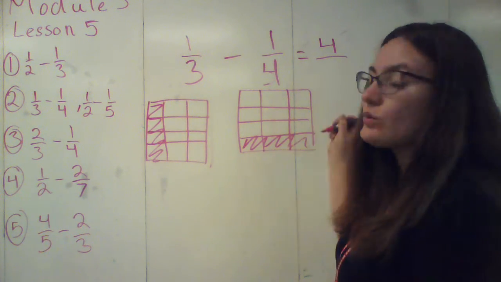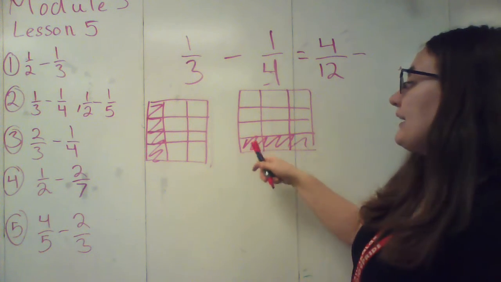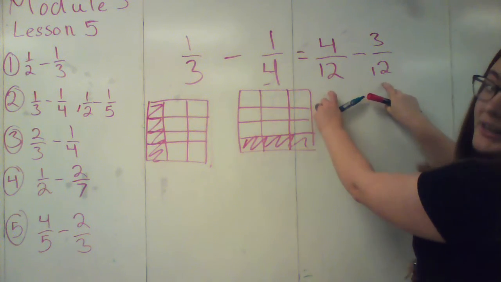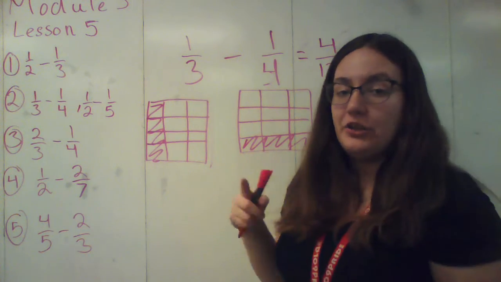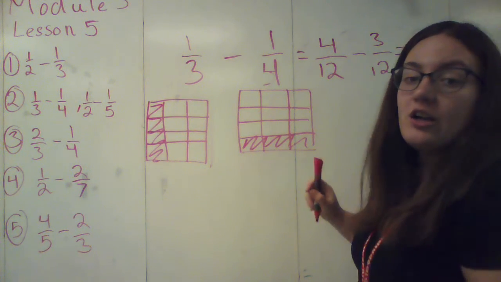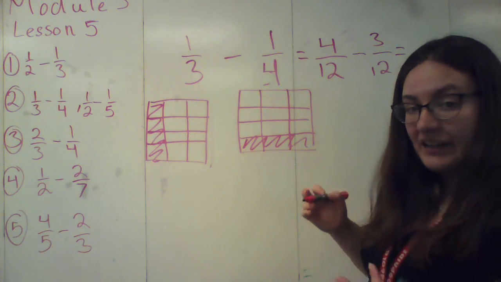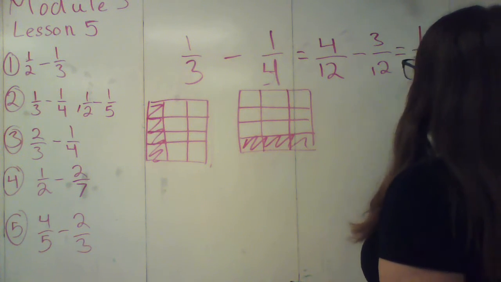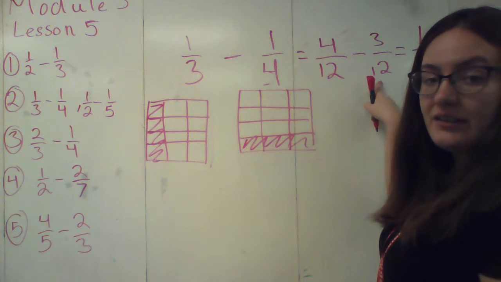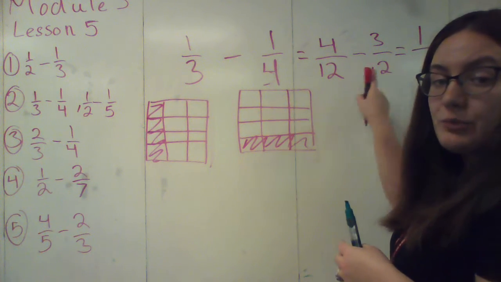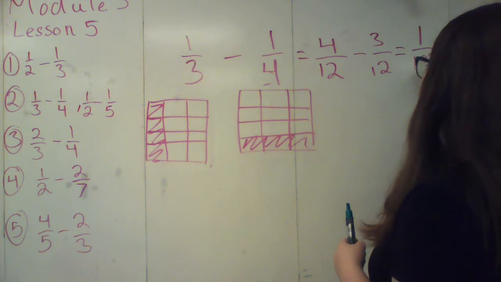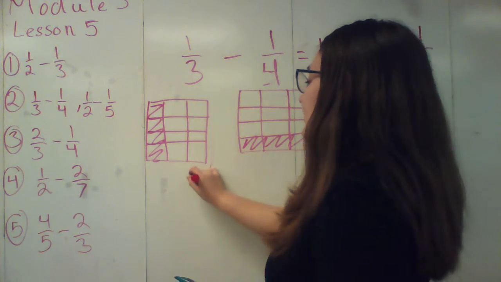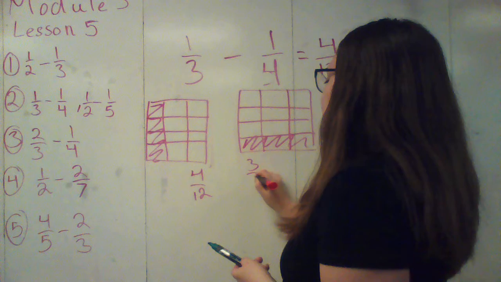So 3 times 4 is 12. So I have 4/12 minus 3/12. These denominators should always be the same. If they're not, then you cannot start subtracting. So now that I have 4/12 minus 3/12, I can start by doing it numerically. So I know that 4 minus 3 is 1. And just like when you're adding, your denominators will still stay the same. So this will just be 1/12. Now to show that on my model, what I can think about is that, okay, so this is 4/12 and this is 3/12 right here.